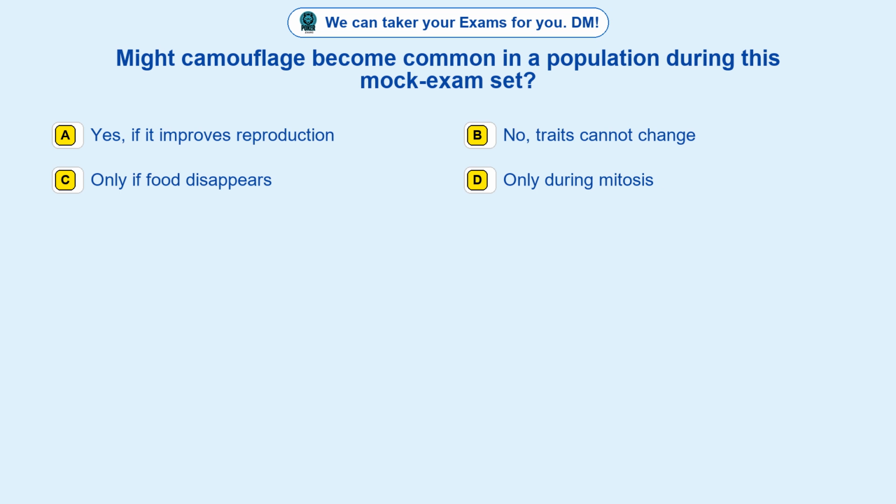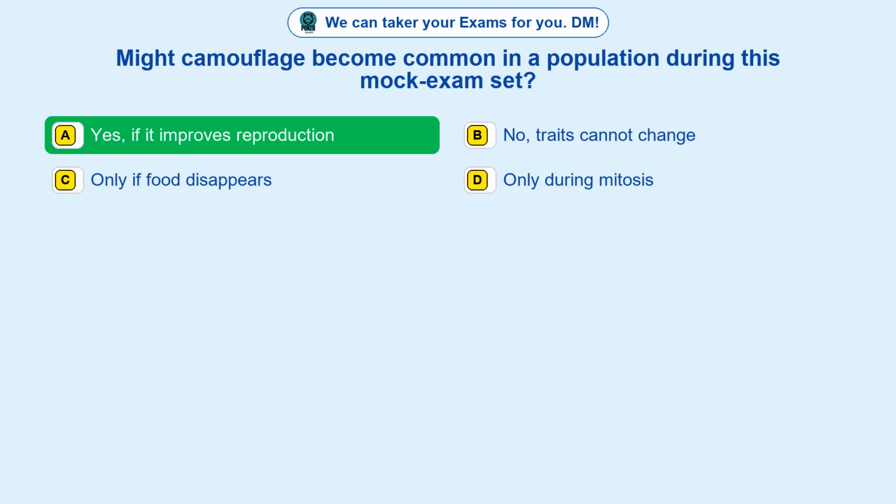Question 12. Might camouflage become common in a population during this mock exam set? Option A. Yes, if it improves reproduction. Option B. No, traits cannot change. Option C. Only if food disappears. Option D. Only during mitosis.